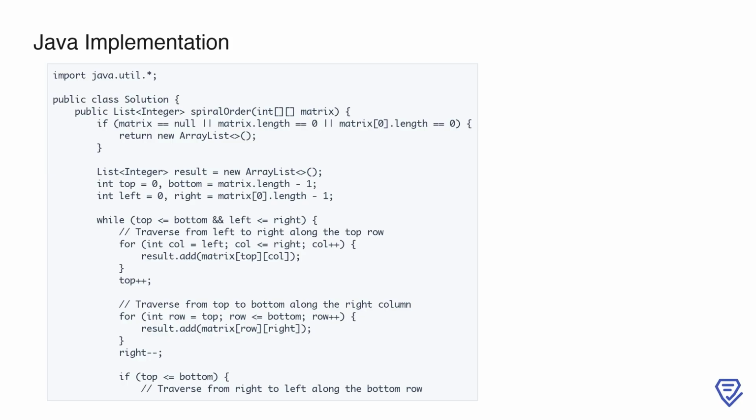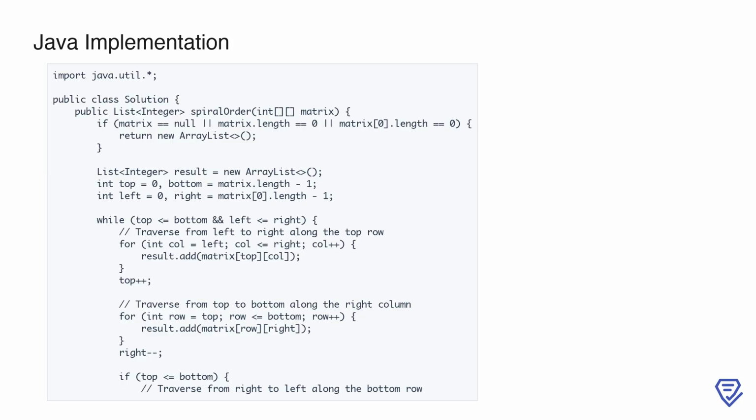Here, we start by defining the spiral order method, which takes a 2D array matrix as input and returns a list of integers representing the elements in spiral order. The first step is to handle edge cases where the matrix is null, empty, or has no columns. In such cases, we simply return an empty list. Next, we initialize some variables, result to store the final output, and 4 boundaries, top, bottom, left, and right to keep track of the current edges of the matrix as we traverse it. The while loop runs as long as the top boundary does not exceed the bottom and the left boundary does not exceed the right.